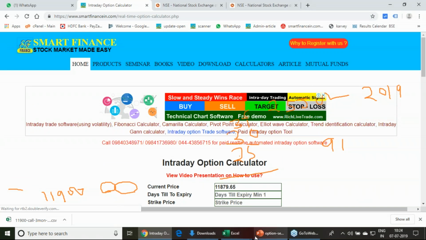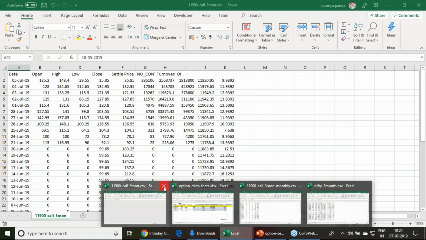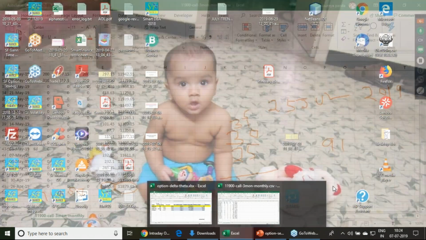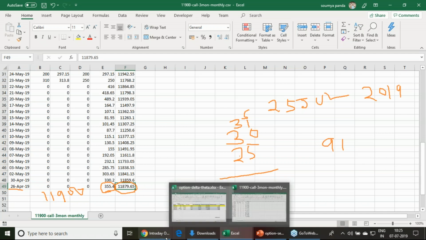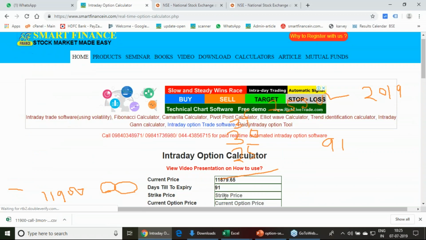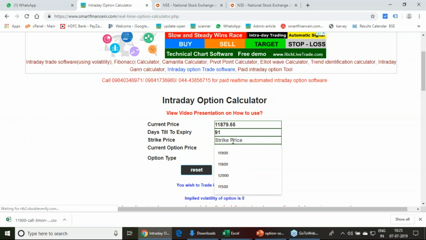11,879.65. This is what you have got. Then I can close some of the worksheets. So then you got 355.4, 91 days till expiry. So 355.4 is the option premium. Sorry, strike price is 11,900. 355.4 is the value. Call options calculate.